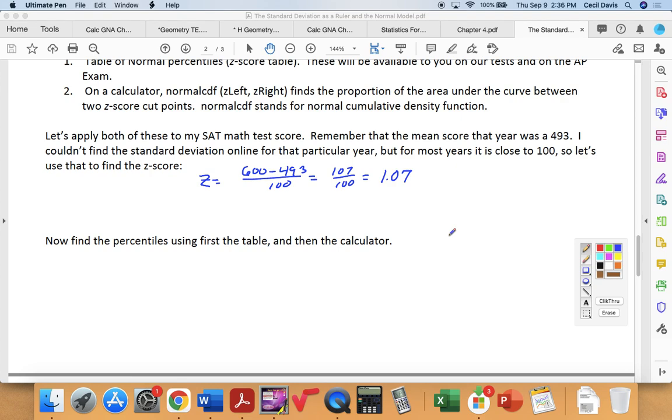So you can find that on the table. If you find where it says Table A continued, 1.07, if you read across, is 0.8577. So that means 85.77% scored less than that. Congratulations.